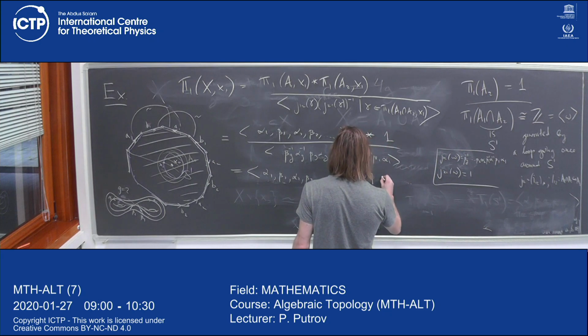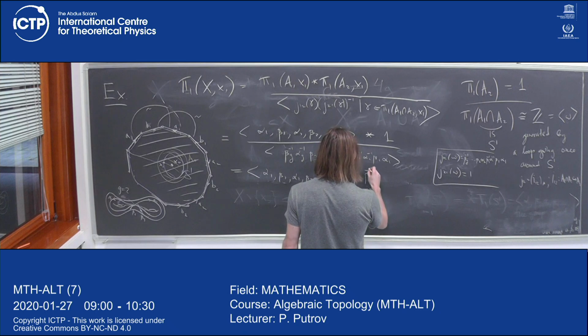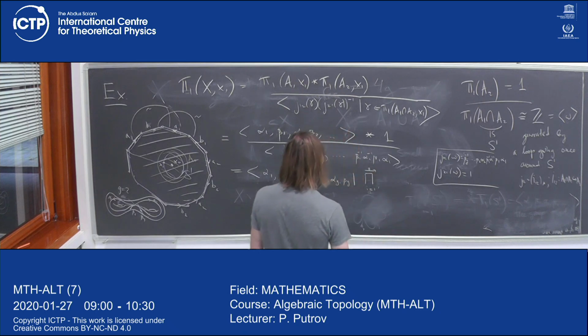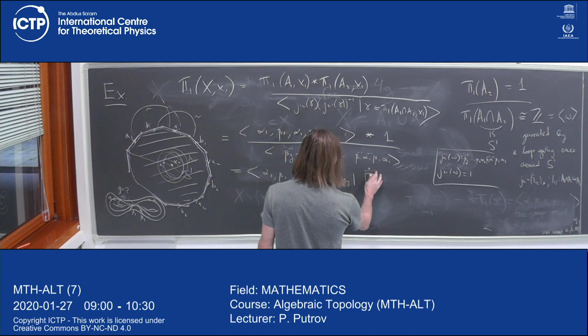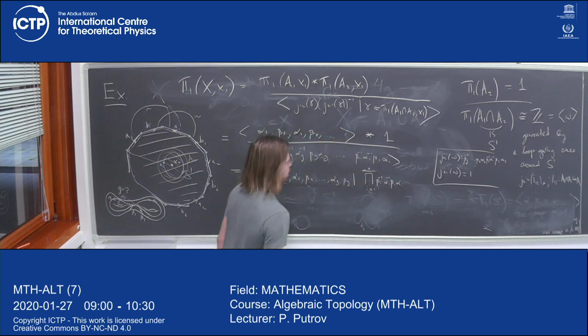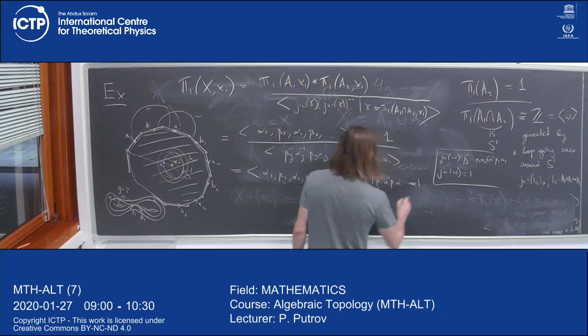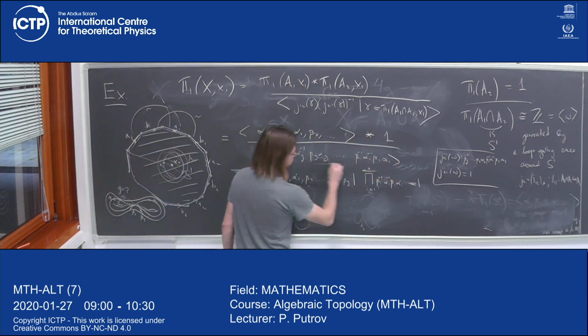So this relation, well, I can write it more completely like this. It is an ordered product from i equals 1 to g, ordered in this way, of alpha i, beta i, alpha i inverse, beta i inverse. So this is just this thing.